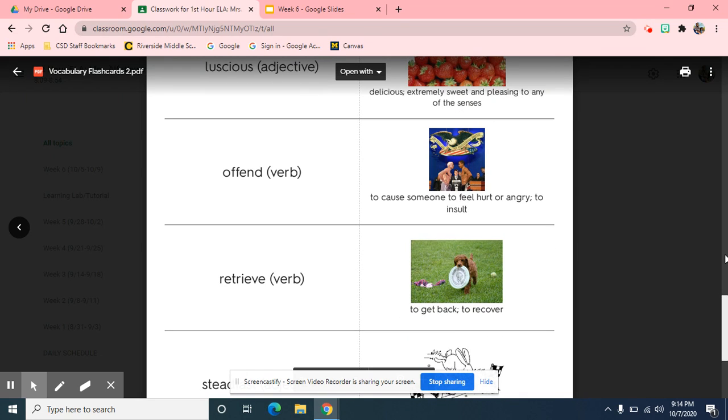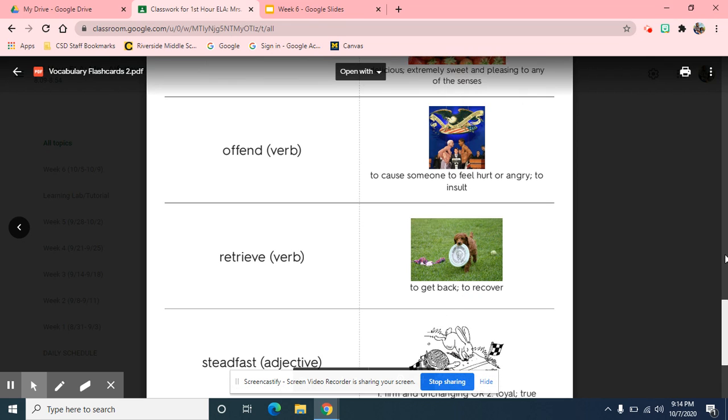The next word is offend. Offend is to cause someone to feel hurt or angry, or to insult someone. That's how some people say, I hope I don't offend you. I hope I don't insult you. I don't want to offend you, but you do look silly in that hat. Okay? So that would be offend.